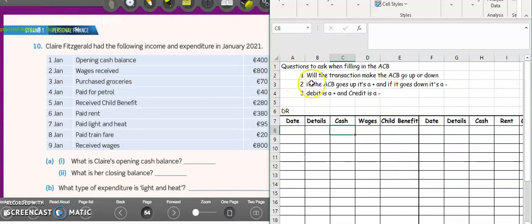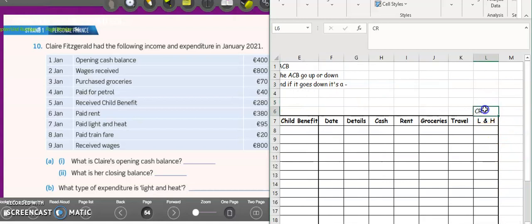So three questions we ask ourselves when we're answering this question. Will the transaction make the analyze cash book go up or go down? If the analyze cash book goes up, it's a plus, and if it goes down, it's a minus. And a debit is a plus and a credit is a minus. So beside the DR, we're going to put in a plus to remind ourselves that it's a plus side. And on the credit side, we're going to put in a minus just to remind ourselves that it's going to be a minus on the credit side.